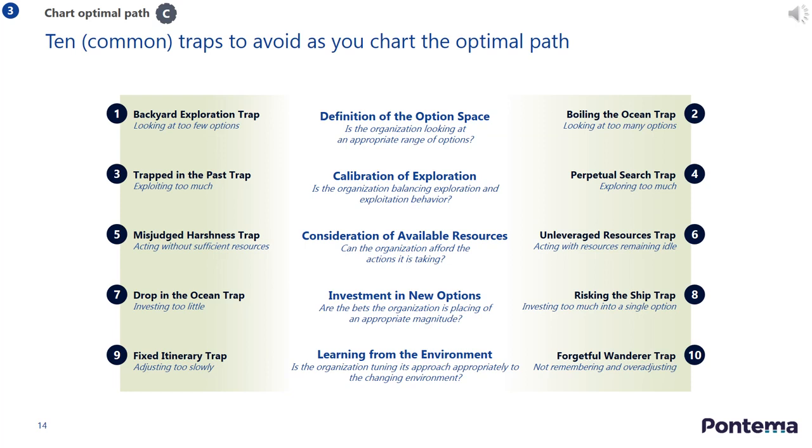Secondly, strike an appropriate balance between exploring new segments and exploiting traditional core segments. Thirdly, ensure the organization can afford the actions it is taking. Check if capital expenditure is available, and ensure a thorough business case has been worked through for each opportunity. Fourthly, ensure that the bets the unit is placing are of an appropriate magnitude to meet expectations in terms of profitability or market share. And finally, is the business unit capable of turning and adapting its approach appropriately to the changing environment? In other words, how quick can it adapt to change?